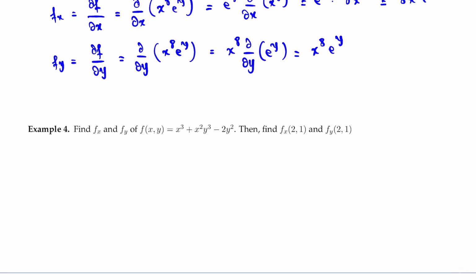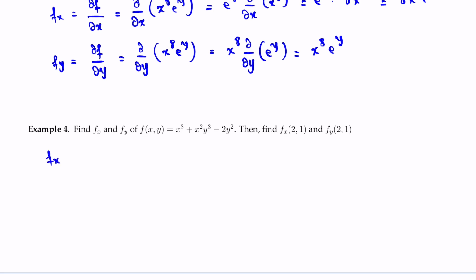You have the function of the form x cubed plus x squared times y cubed minus 2 times y squared. And you want to find the partial derivative of the function with respect to x and the partial derivative of the function with respect to y. And then you want to evaluate the partial derivative with respect to x at the point (2, 1), and evaluate the partial derivative of the function with respect to y at the point (2, 1). So let's find the partial derivatives first.